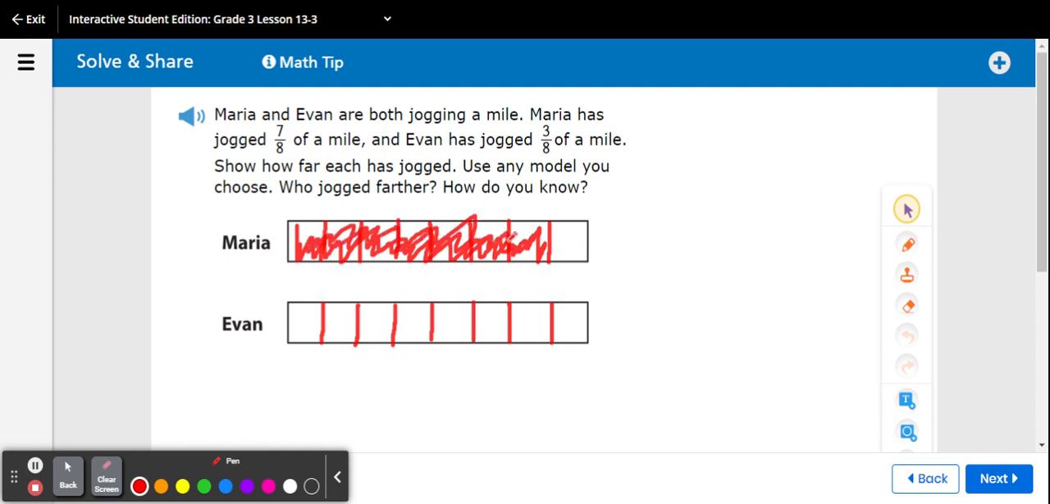And down here underneath for Evan, it says 3/8. So we're going to shade in 3 of them. And looking at this, when it says who jogged farther and how do you know? Well, I'm going to be able to know who jogged farther because I can look at my model right here and easily see that more has been shaded in for Maria than has been shaded in for Evan.